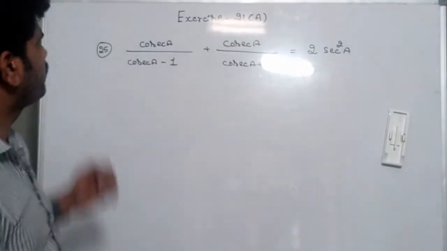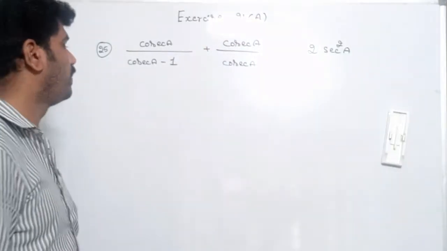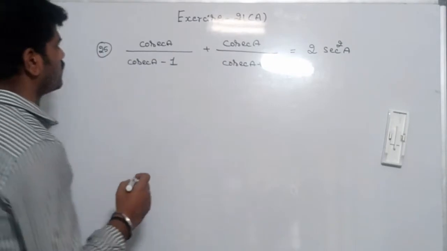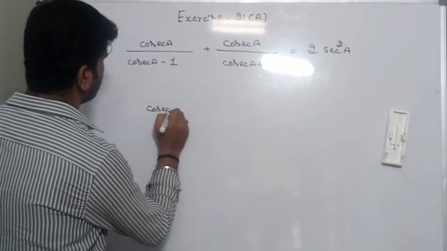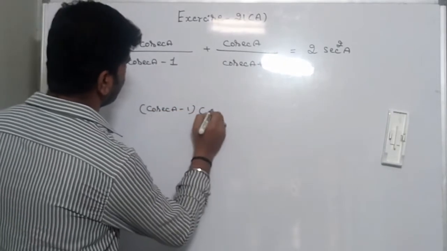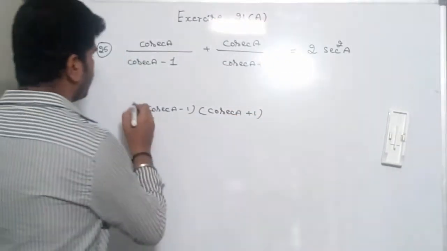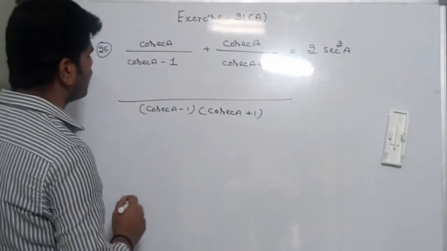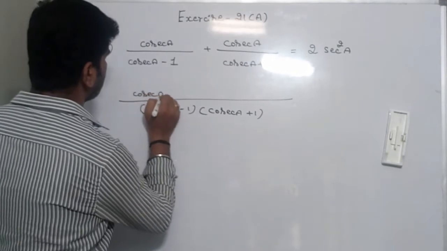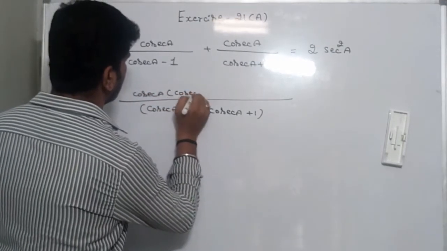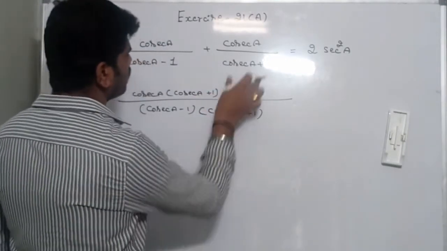Our next problem is the 25th one. Cosecant A divided by cosecant A minus 1 plus cosecant A divided by cosecant A plus 1. So here also, what did you do first? Take LCM. Cosecant A minus 1 into cosecant A plus 1, this is our LCM. Then cosecant A minus 1 get cancelled. Then cosecant A into cosecant A plus 1, plus cosecant A plus 1 get cancelled.